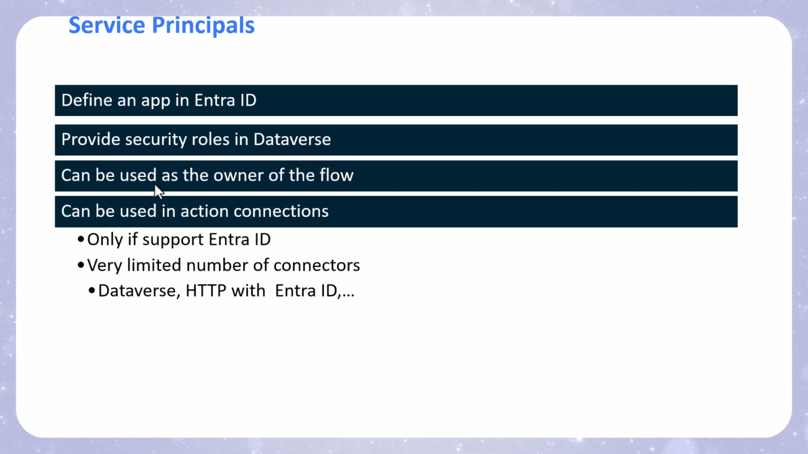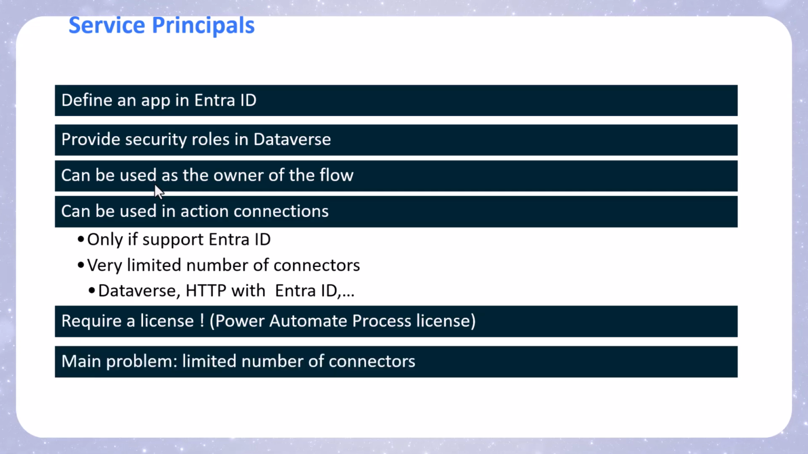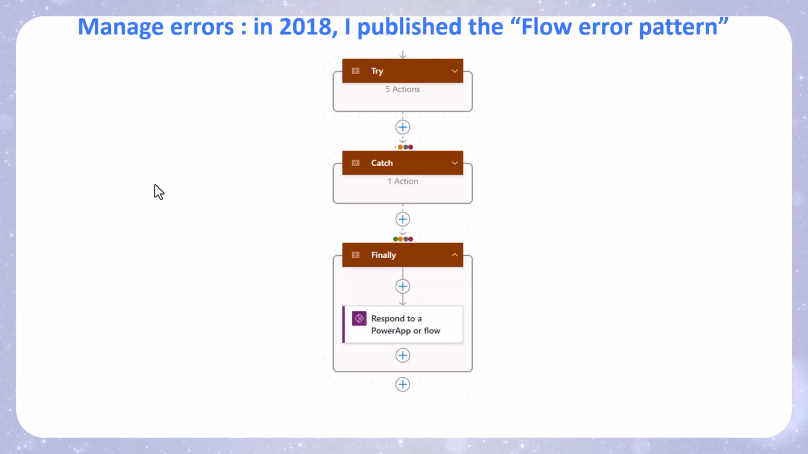It's Dataverse, HTTP with Entra ID, but that's very limited. They require a license, so Power Automate per flow, which is quite expensive. But the main problem is the limited number of connectors that support service principal.